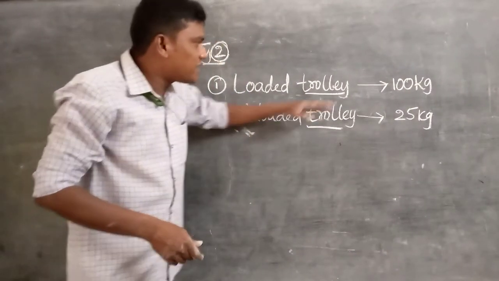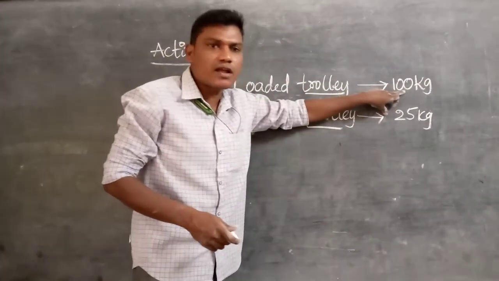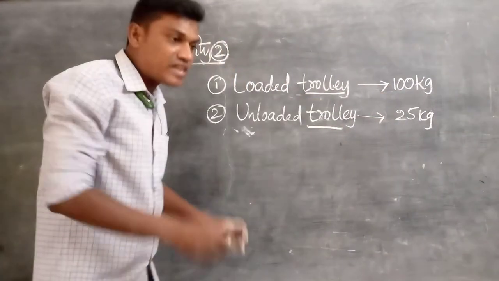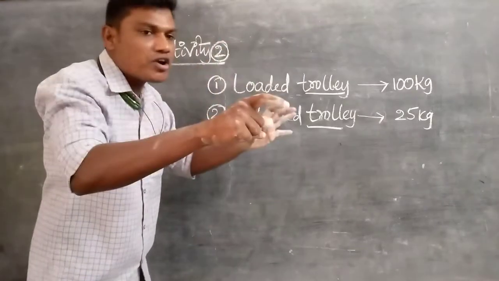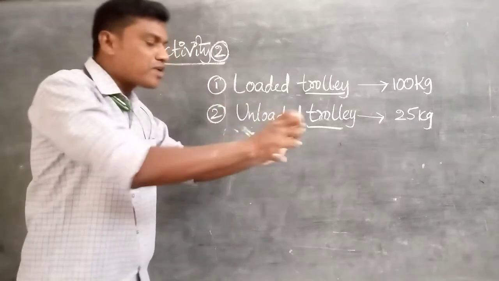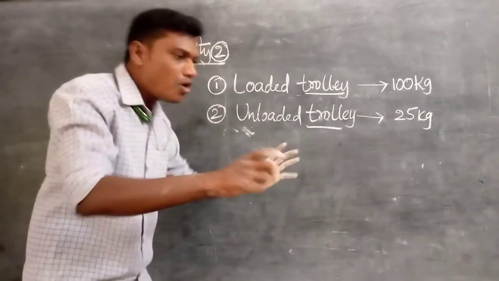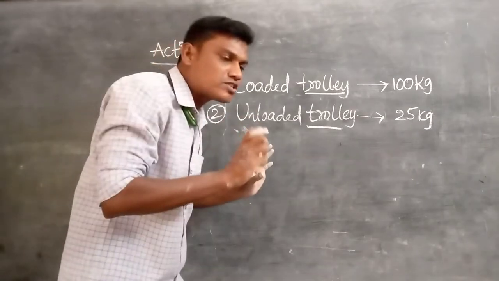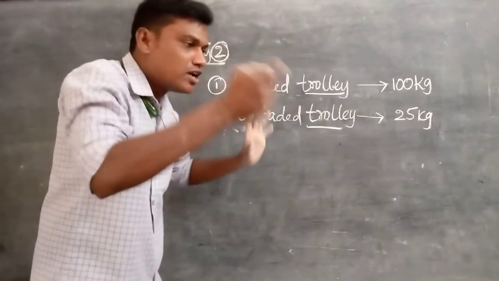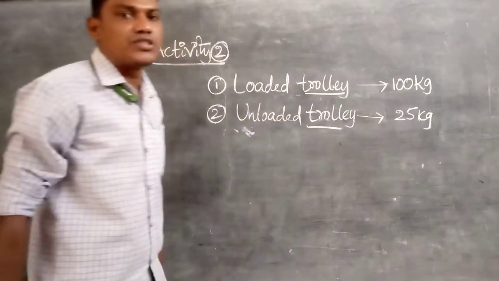The unloaded trolley has a mass of 25 kg. The loaded trolley has a mass of 100 kg. That's why, when the mass of a body is less, its inertia is less. When you push the unloaded trolley, it is easily set into motion. But when you apply the same force on the loaded trolley, as in the first case, you observe that it cannot be set into motion.